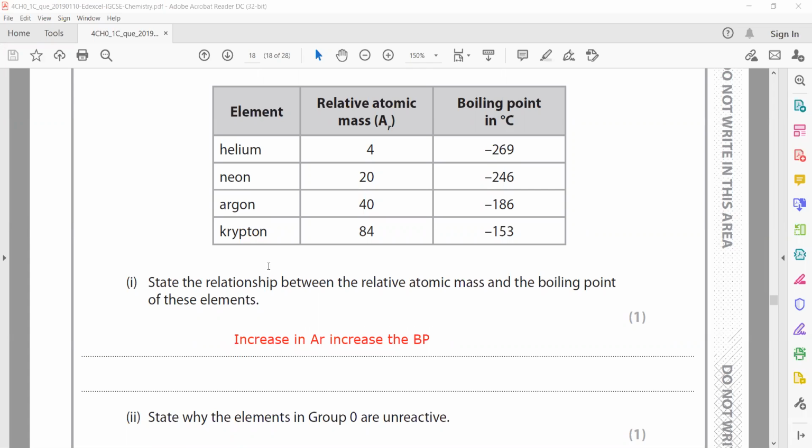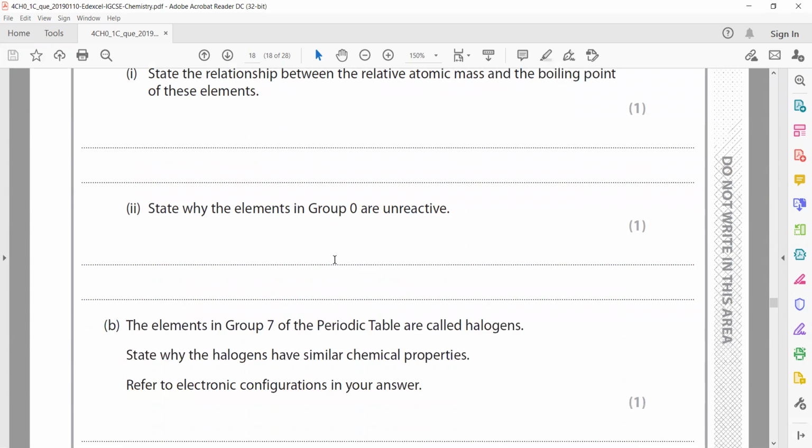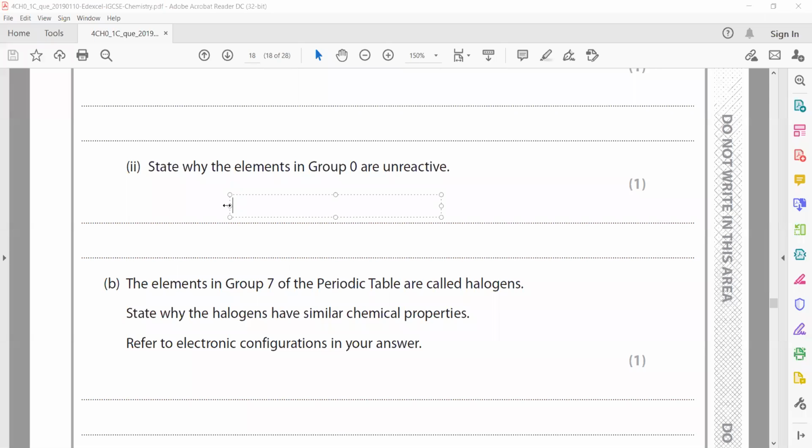State why the elements of group 0 are unreactive, or why these elements do not react. Because they have a complete shell and do not tend to lose, gain or share electrons.